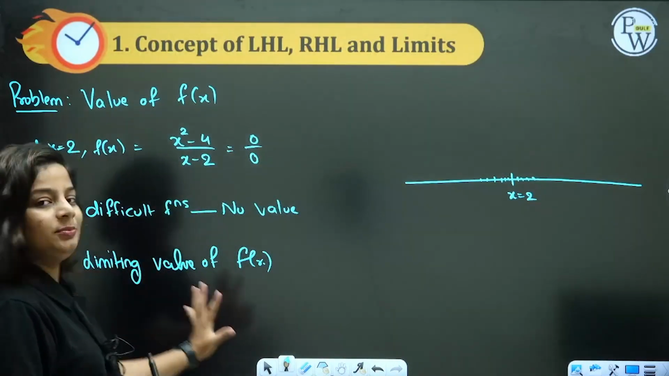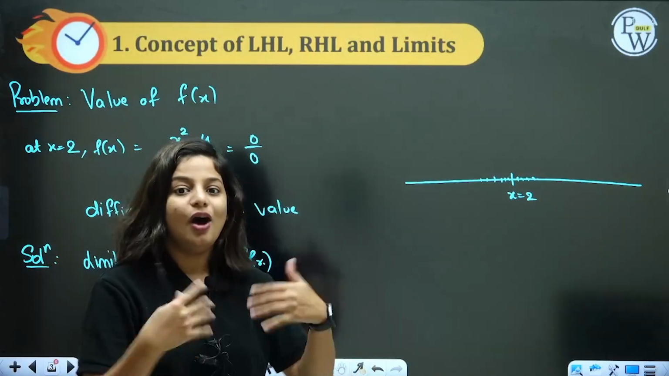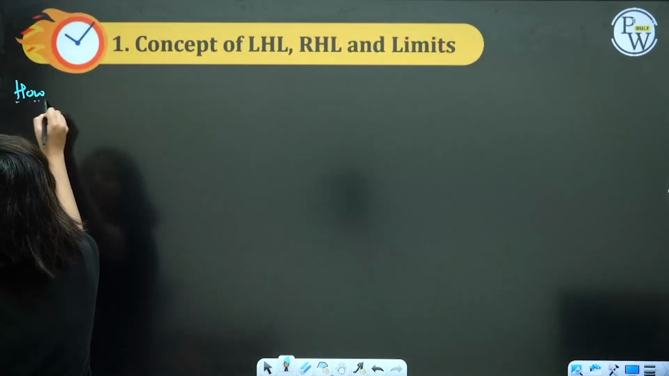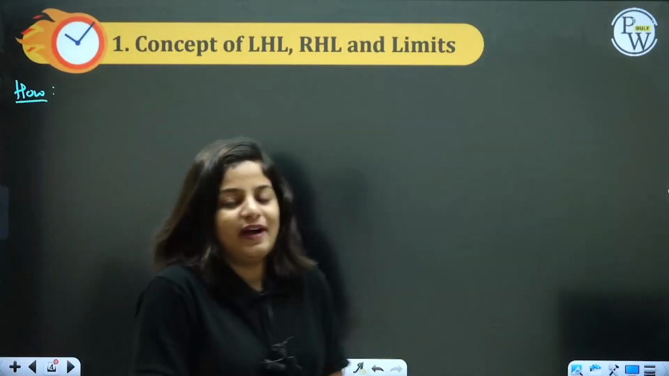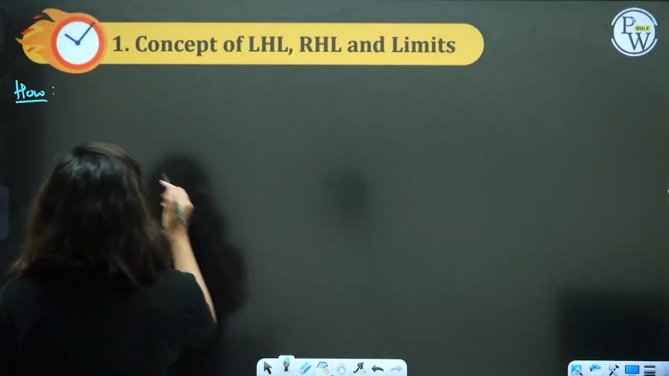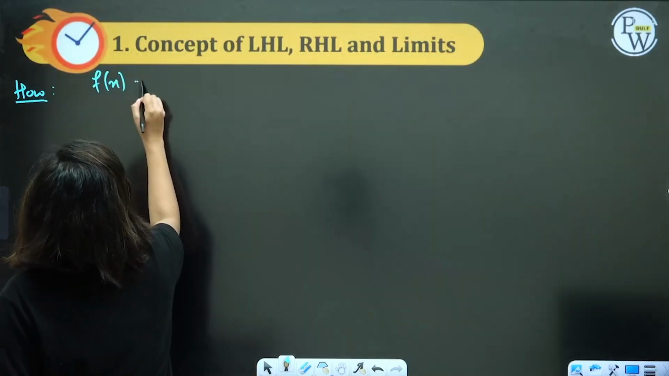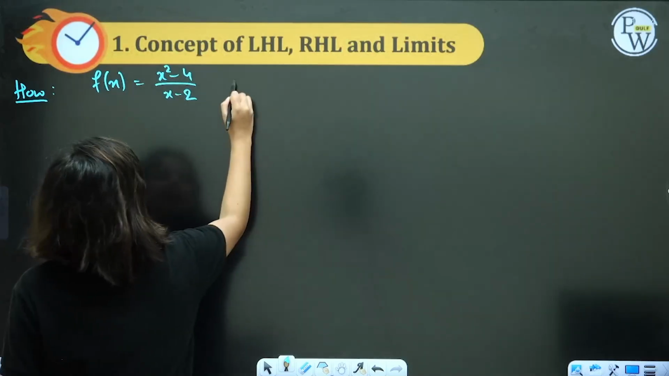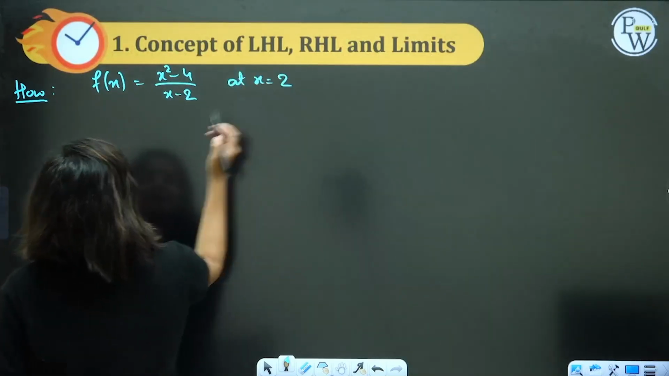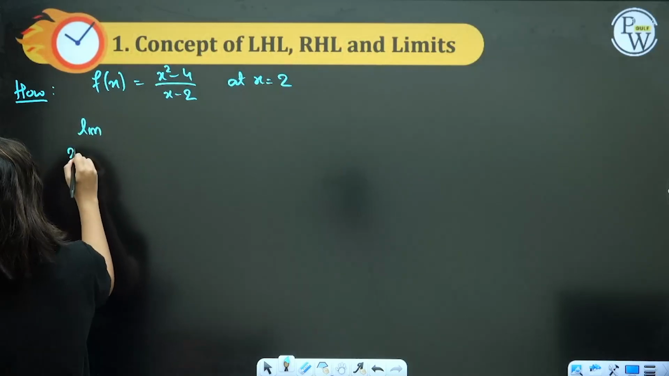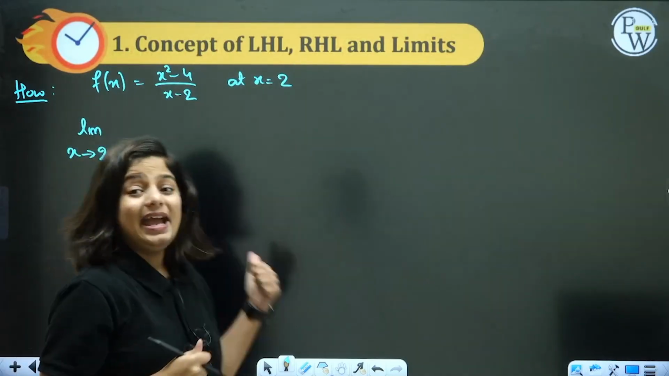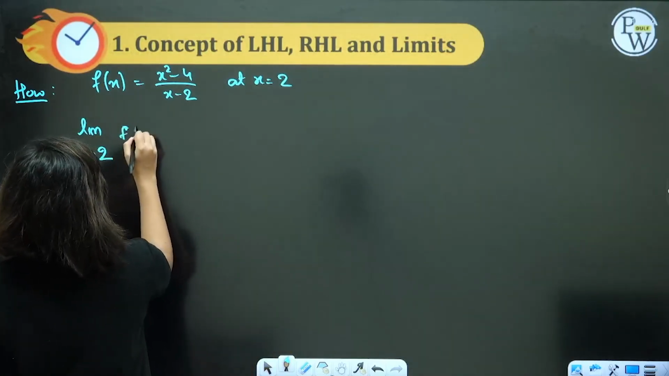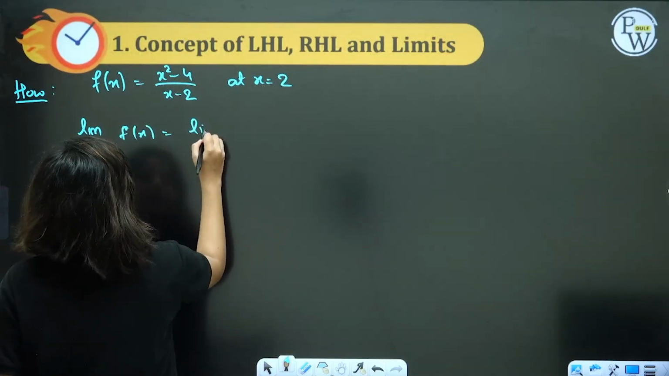So this is the problem, this is the solution, but how do we find the value in the nearby area? That's your question. Now we got the problem, we got the solution. Now the question is how to find that limiting value. Let's take the same example. f of x is x square minus 4 upon x minus 2. We are not able to find it at x equal to 2. We will say, let's find the limiting value, that is, limit as x is tending to 2. x is moving towards 2, not exactly equal to 2, but almost near to 2.